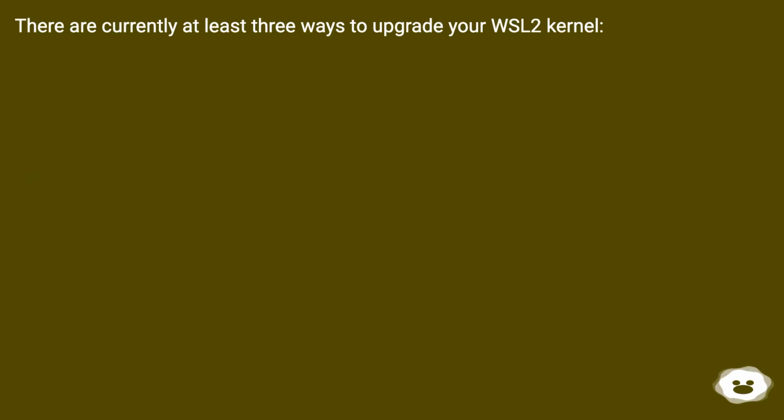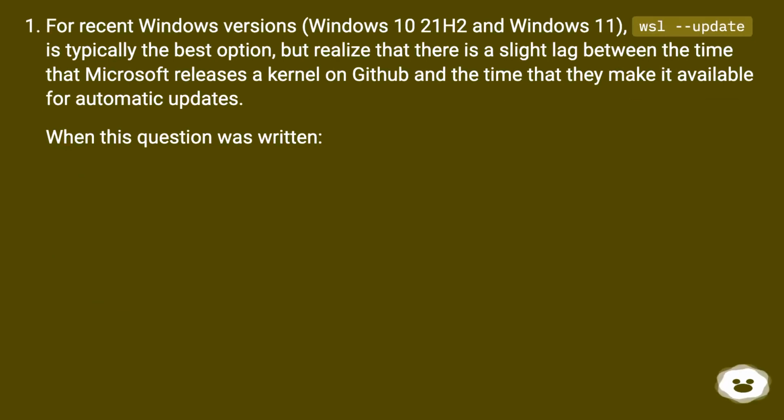There are currently at least 3 ways to upgrade your WSL2 kernel. For recent Windows versions, Windows 10 21H2 and Windows 11, WSL Update is typically the best option, but realize that there is a slight lag between the time that Microsoft releases a kernel on GitHub and the time that they make it available for automatic updates.